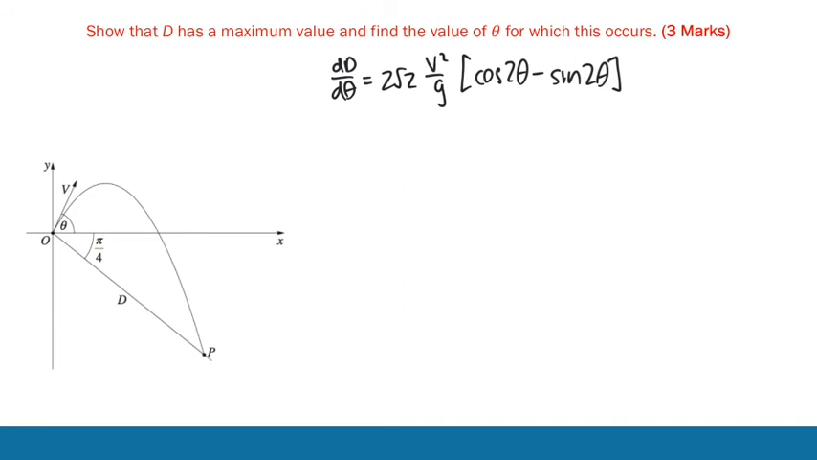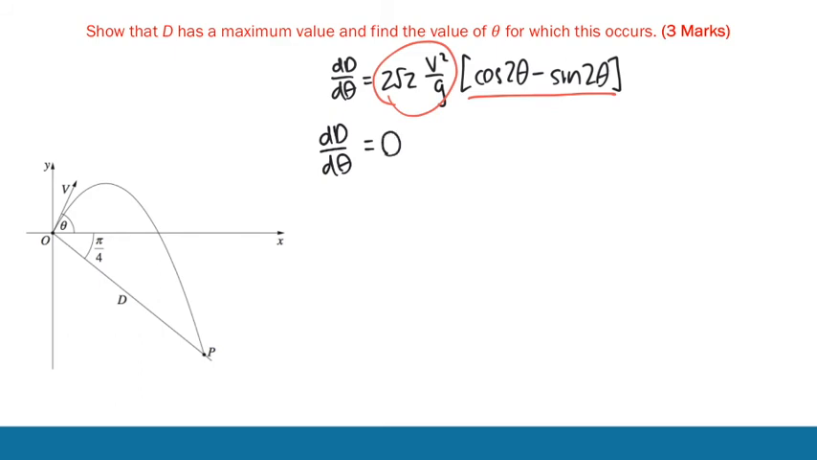To show that d has a maximum value and then to find it, all we need to do is put this derivative equal to 0. So let's start by doing that. Again, this constant out the front, this 2 root 2 v squared on g, it's kind of annoying that it's been there this whole time because it doesn't play into this at all. It's guaranteed to be a positive number, so we don't really care about it. The only thing that can be equal to 0 is in the brackets.